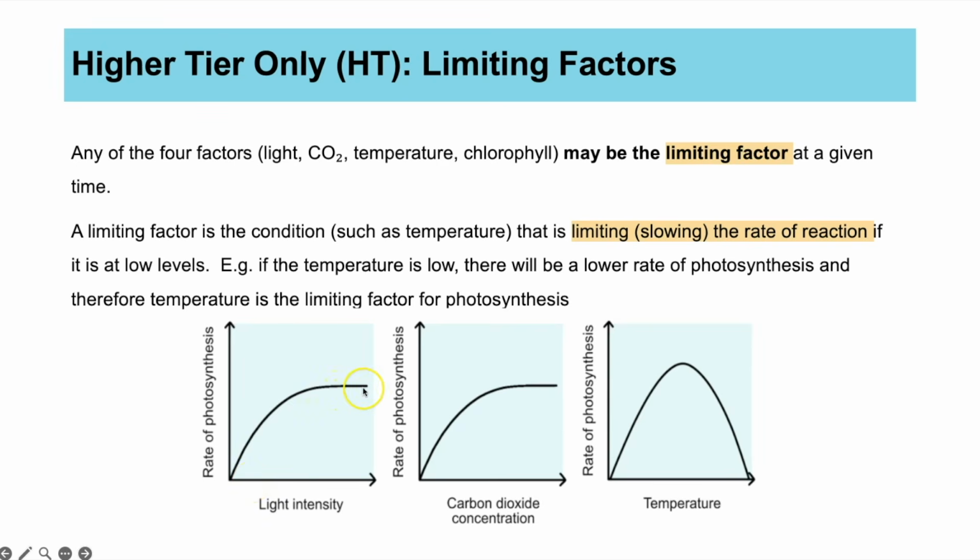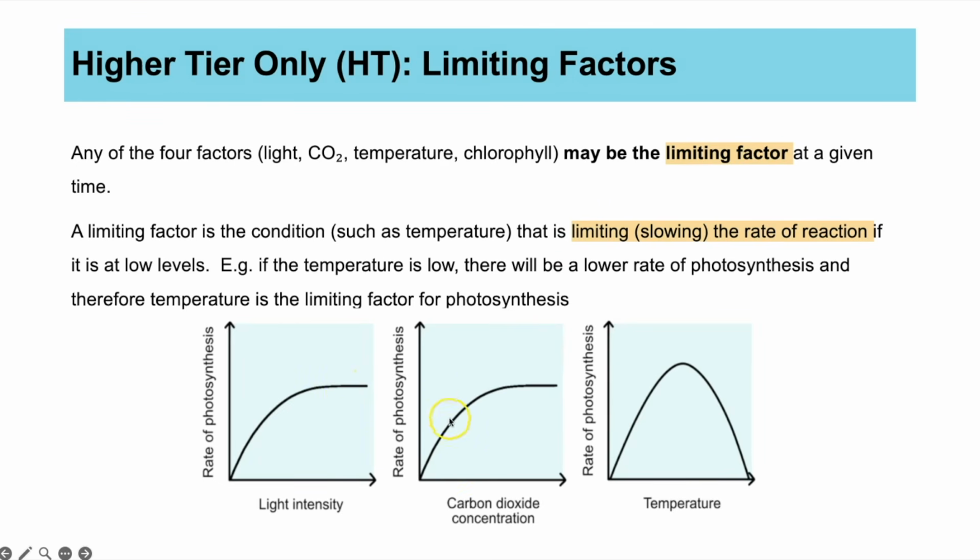But where we see the rate plateauing or leveling off, that must mean that something else is now limiting the rate, because even though we're still increasing the light intensity, the rate isn't getting any higher. So at that point, the limiting factor must be either carbon dioxide concentration or temperature.